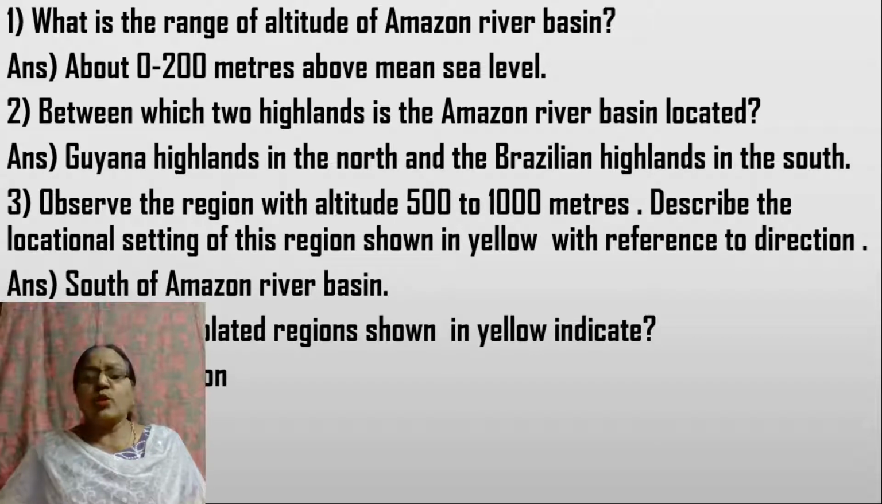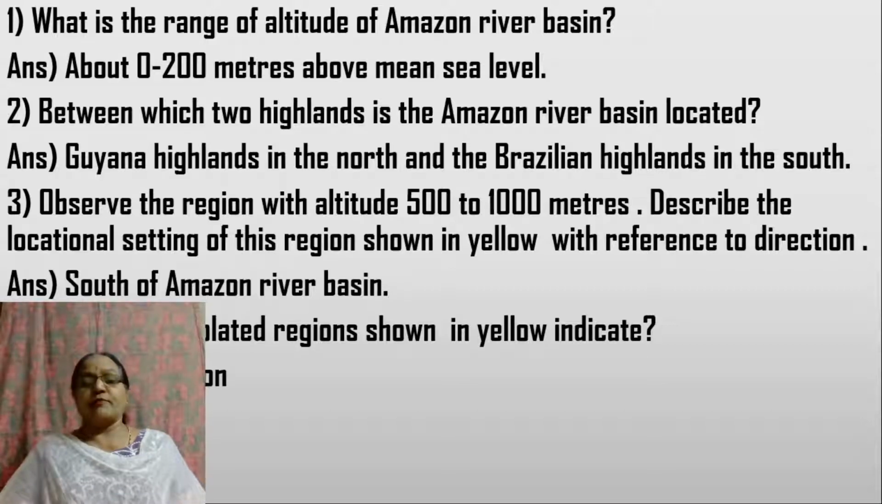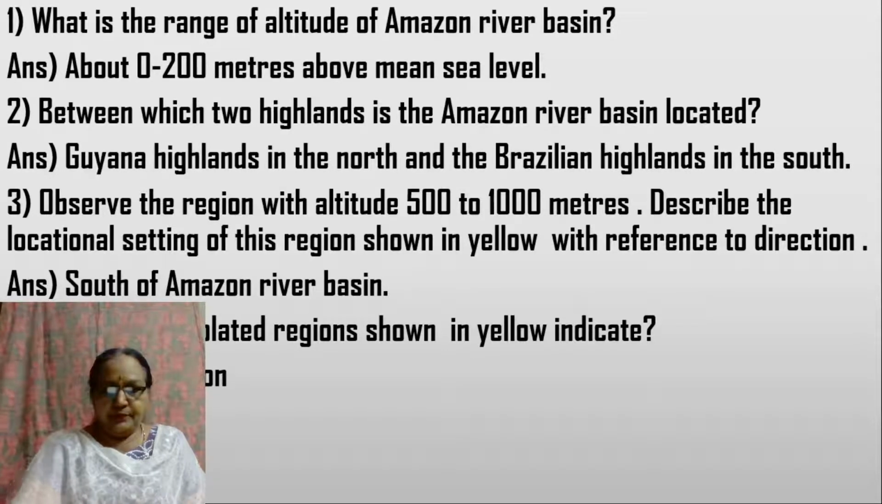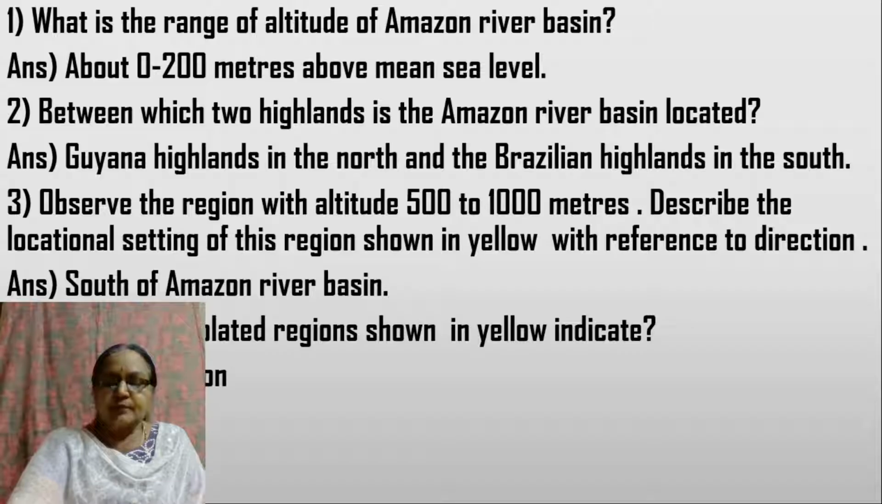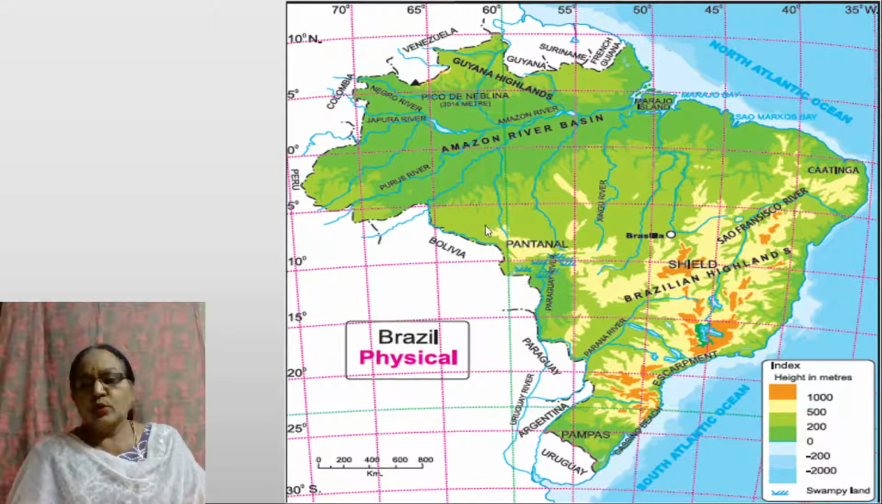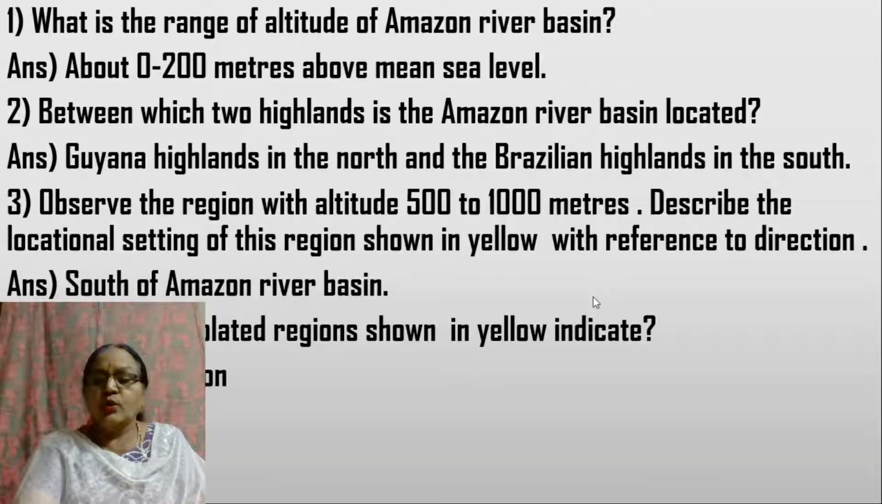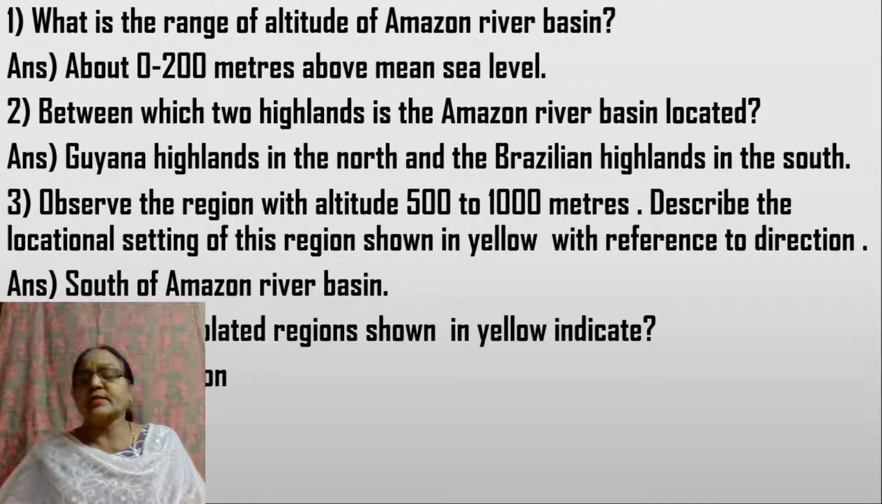Observe the region with an altitude of 500 to 1000 meters. Describe the locational setting of this region shown in yellow with reference to direction. It's in yellow, so this is this region. Where is it located? You would have seen it is to the south of the Amazon River.